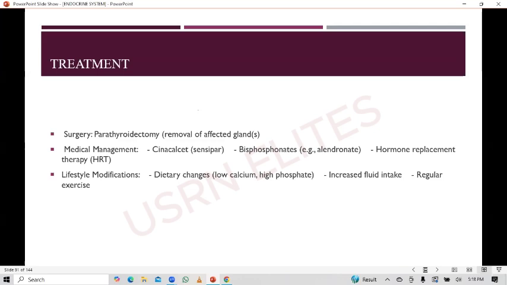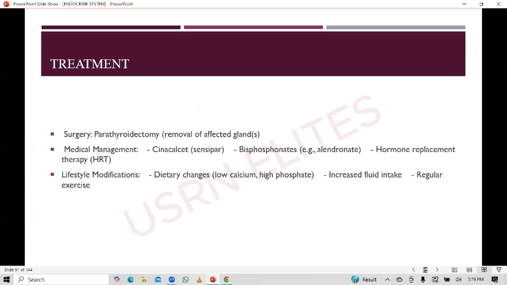All right. Then we have lifestyle modifications. So we have dietary changes. These patients already have a high calcium level, so they must consume a low calcium meal. But because of the low phosphate, they must consume high phosphate meals. Then they must increase fluid intake. This fluid intake will help in a lot of situations.